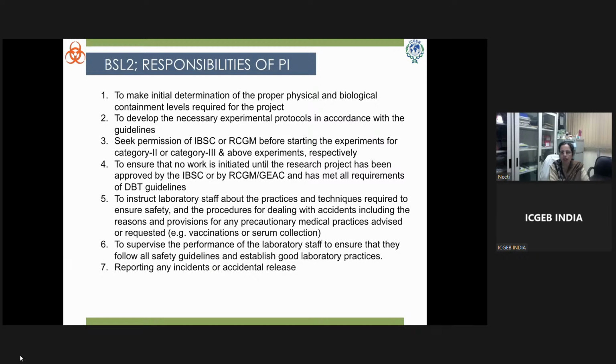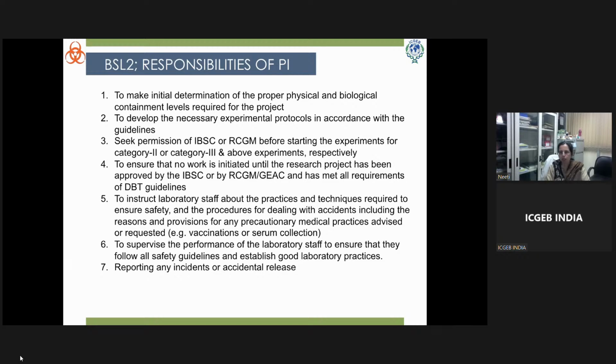So not all the instructions are for the personnel. Also, there are some additional responsibilities of the leaders, of the group leaders, of the PIs in the lab, because it is their duty to make initial determination of the proper physical and biological containment levels that are required for the project, ensure that necessary experimental protocols are available, and these are in accordance with the guidelines that have been issued by the biosafety committees or the recombinant gene group committees.